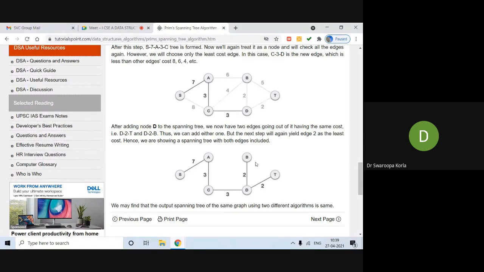So according to Prim's algorithm, this is the constructed spanning tree: S to A to C, C to D, D to B, and D to T. One thing is very important. Whether you apply Prim's or Kruskal's, you need to cover all the vertices with the minimum number of edges. Now, 7 plus 3 is 10, plus 3 is 13, plus 2 is 15, plus 2 is 17.